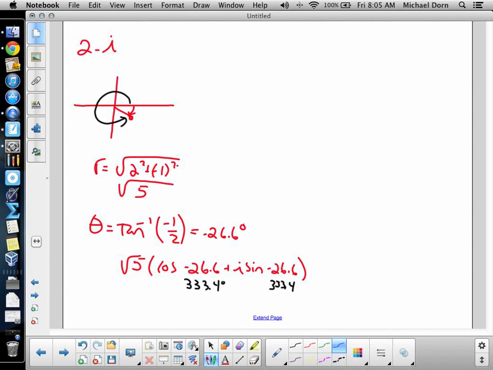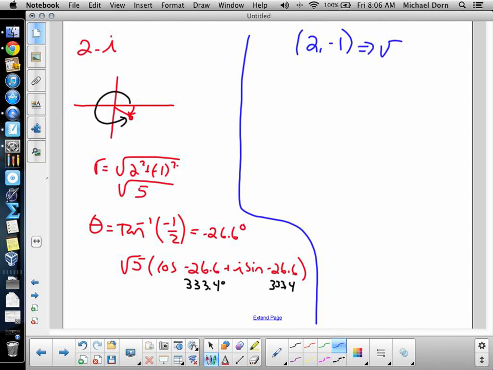And this is no different. This is the exact same problem, just for reference for the chapter test as we get to it, as the point (2, -1) in XY coordinates, switching it to polar. We just don't get the i in there. It's the same process. R is going to be √5. Theta is -26.6.